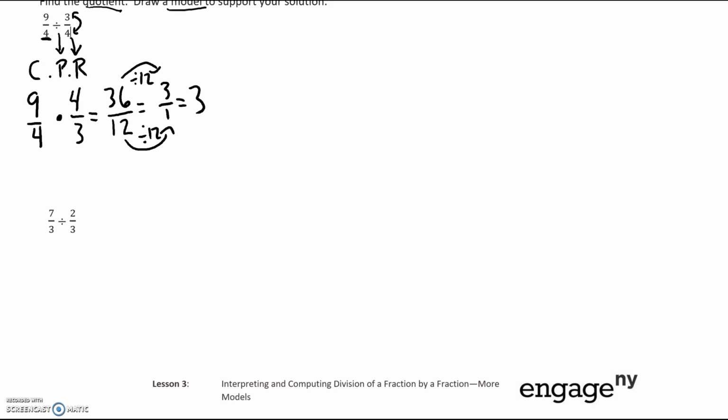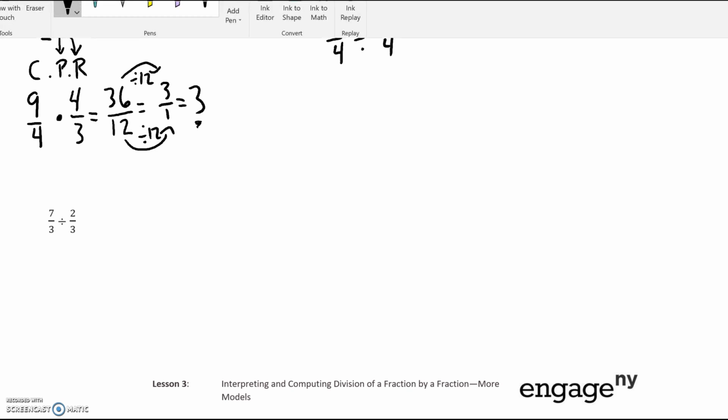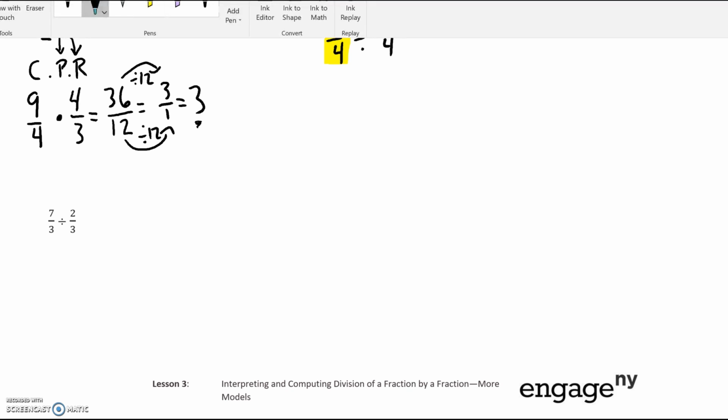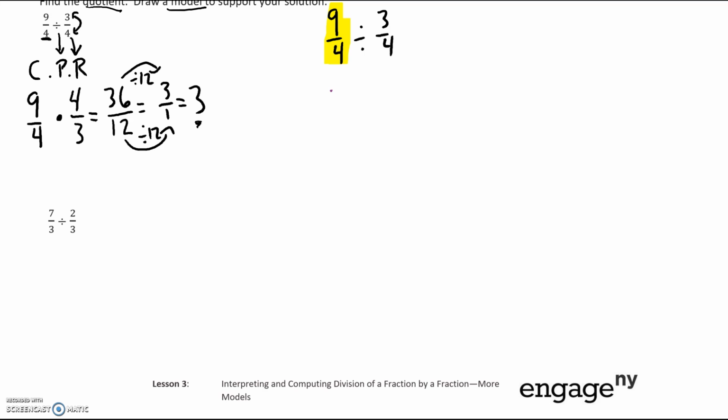So now I'm going to make my model, and since I already know this answer, I have something to make sure my model is correct. So my problem is 9/4 divided by 3/4. And remember, this first part always tells us how much I start with. So this tells me I'm going to start with 9/4.